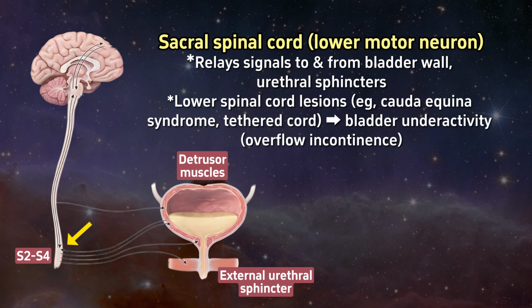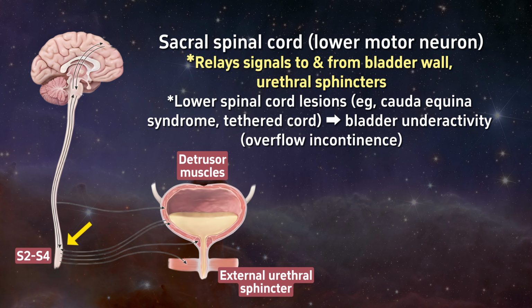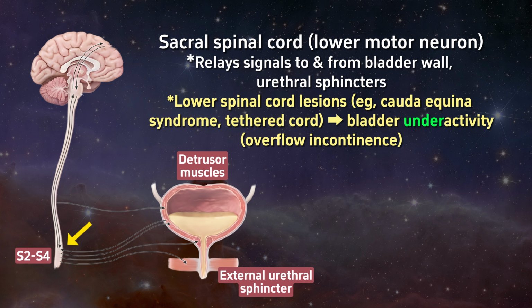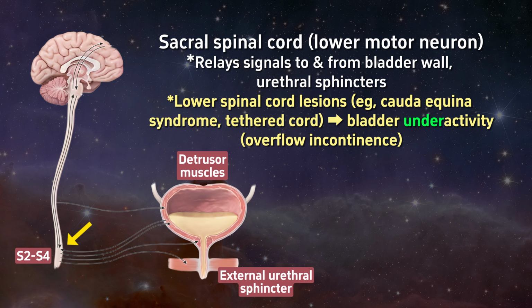Sacral spinal cord, lower motor neuron. Sacral spinal cord relays signals to and from the bladder wall and urethral sphincters. Lower spinal cord lesions, for example, cauda equina syndrome or tethered cord, lead to bladder underactivity and overflow incontinence.